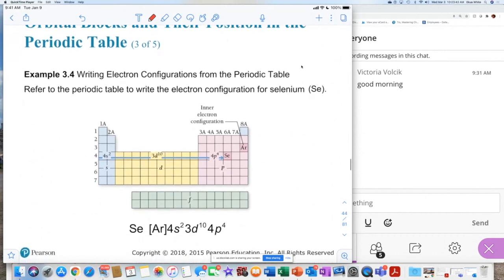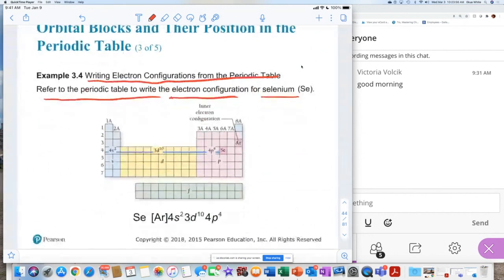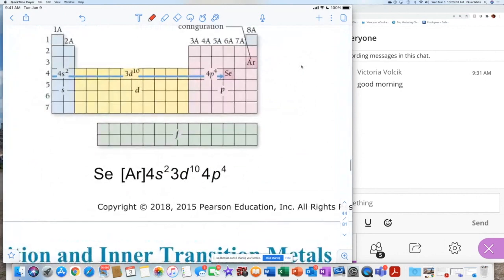Okay. So here they're talking about orbital blocks and their position in the periodic table. You can refer to the periodic table and write the electronic configuration for selenium. I think we've been doing this the whole time, but they want you to write the configuration for selenium, in shorthand, using the periodic table. So of course, selenium right here, they don't show the number of electrons, it's 34 electrons.